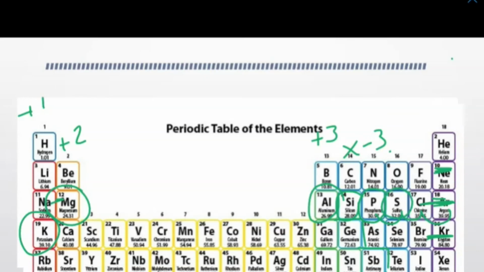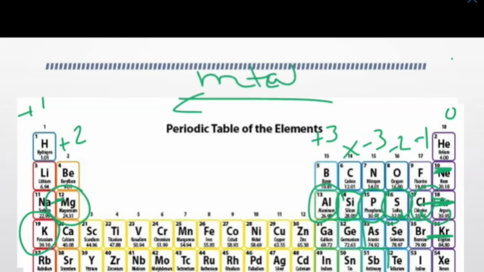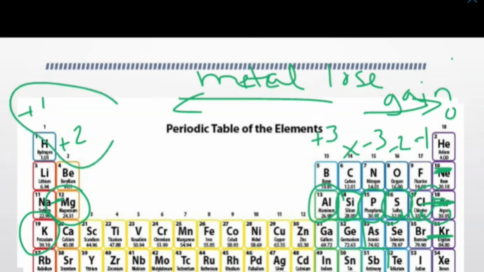Sulfur needs to gain 2. Chlorine and fluorine need to gain 1. The halogens need to gain 1. And then the noble gases are actually stable. So that means that from this side, the metals have to lose electrons to be like the noble gases, while the nonmetals have to gain. And you want to keep these charges memorized because we're going to be using them a lot in this chapter.